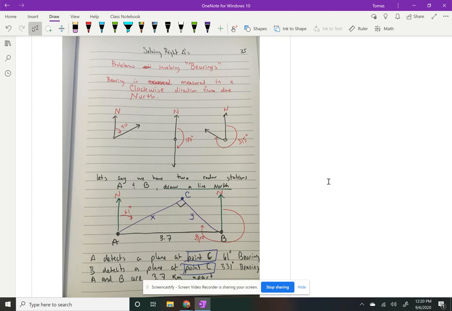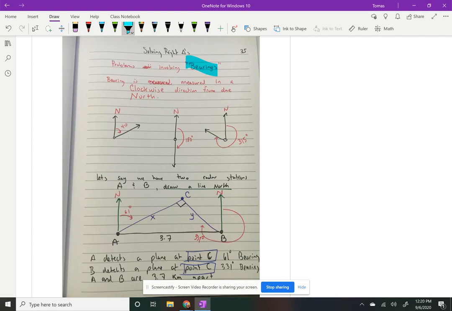So this idea of bearings, what they always do is they always go by whatever a bearing is, a navigation based off the direction of where north is, right? So they always go clockwise, and they always do it based off wherever the north is, right? So kind of like the North Pole.